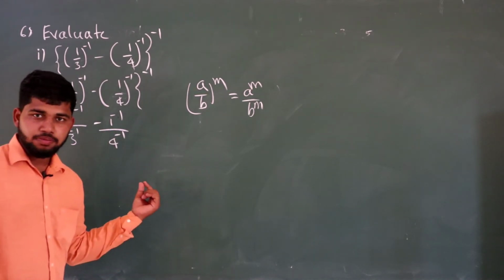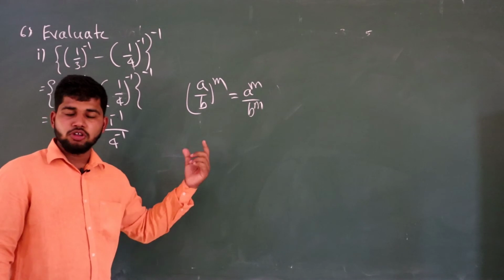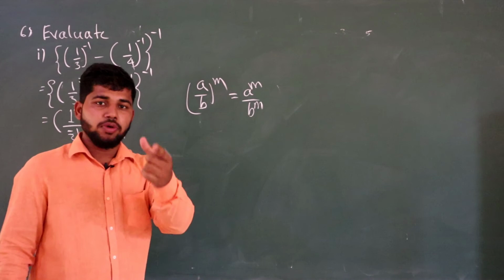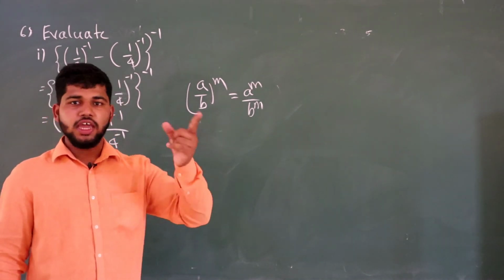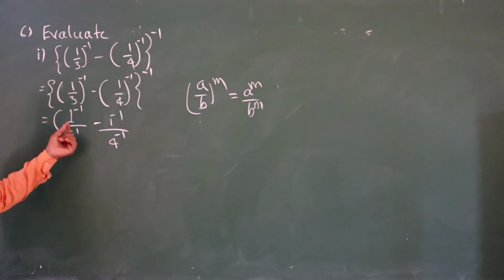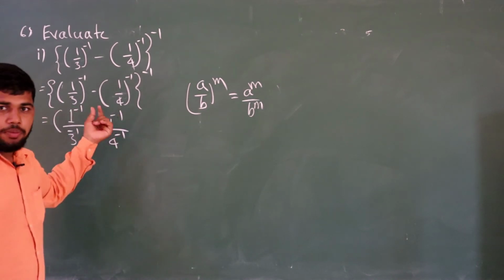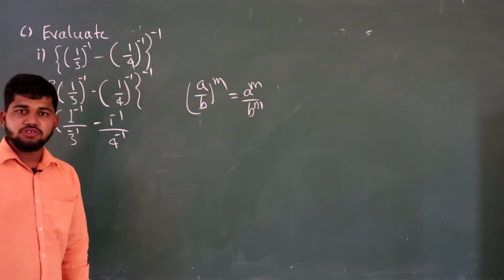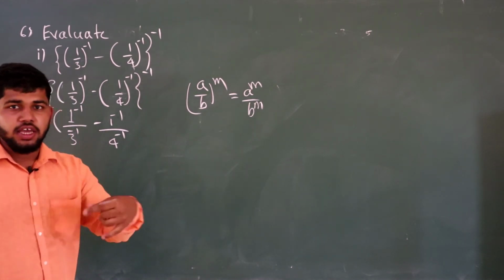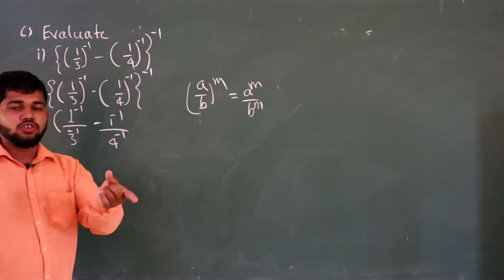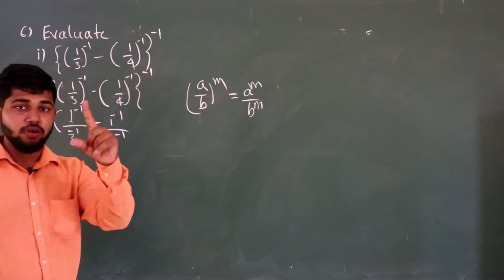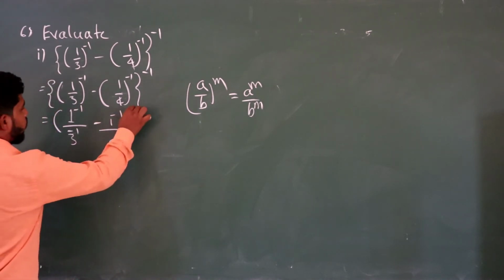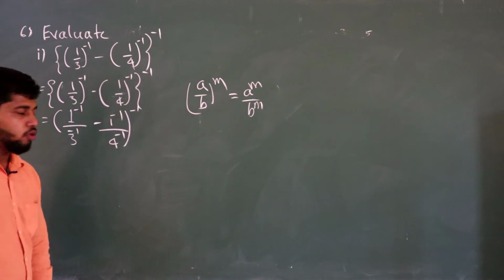I think you understand this problem. It is in the form of (a/b)^m, and we can write it as a^m / b^m, where m is common for both a and b. Now by looking at this problem, we can understand that in (1/3)^-1, minus 1 is common for both 1 and 3. Here also in the second bracket, (1/4) raised to minus 1, minus 1 is common for both 1 and 4. Now the bracket is raised to the power of 1.